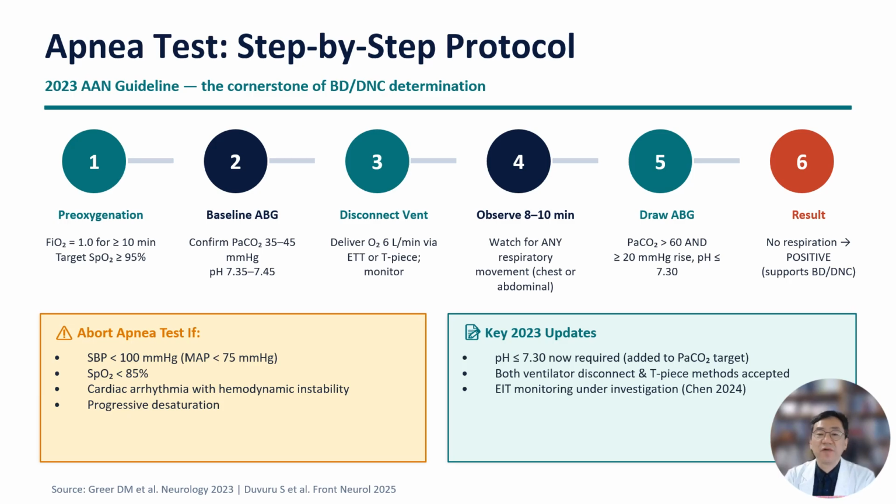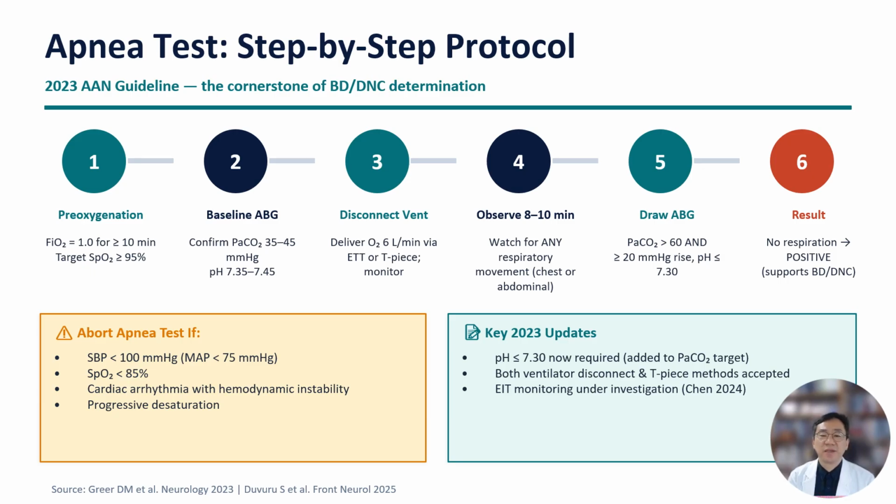The apnea test is often called the cornerstone of brain death determination, so let's walk through it carefully. Step 1, pre-oxygenation. Put the patient on 100% FiO2 for at least 10 minutes. You want SpO2 at or above 95% before you disconnect anything. Step 2, get the baseline ABG. Confirm your PaCO2 is between 35 and 45 millimeters of mercury. pH should be 7.35 to 7.45. You need a normal starting point, so the CO2 rise is meaningful.